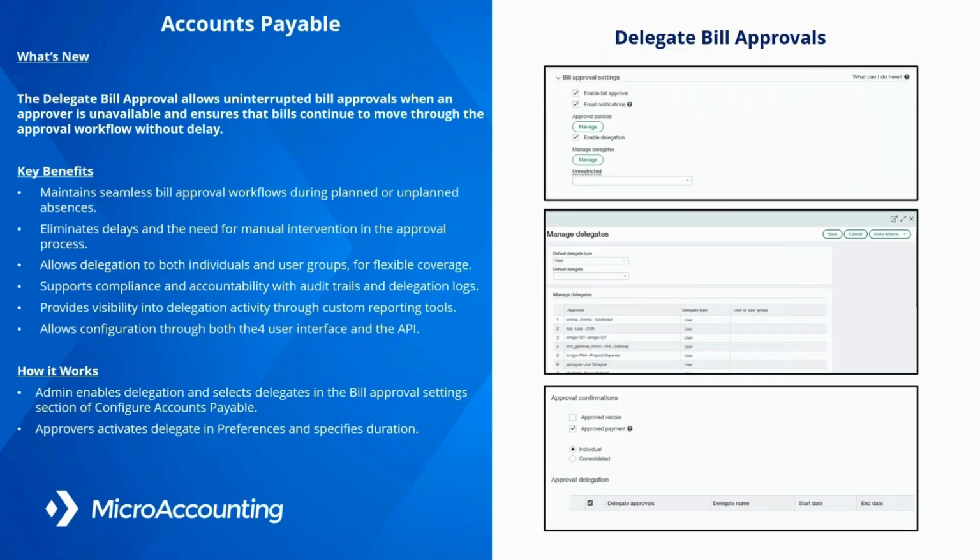Another area that they're really enhancing is the AP approvals. They've made it more powerful, I should say, because we've always had the delegate, but this is a little bit more powerful. Now we can open up the delegate bill approval section in the AP configuration. I have a screenshot here. You click this enable delegation. It's going to open up this screen, and then we're able to identify who that delegator is.